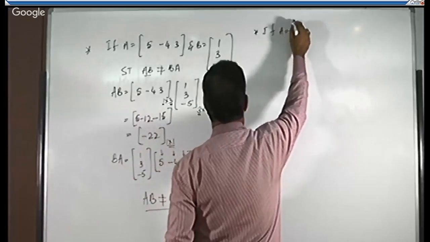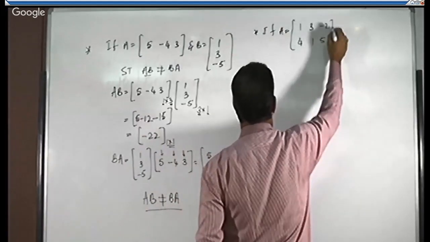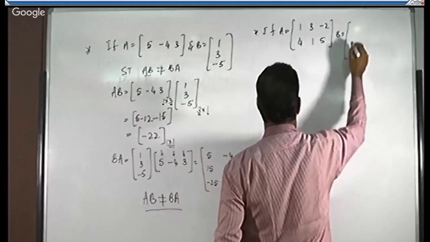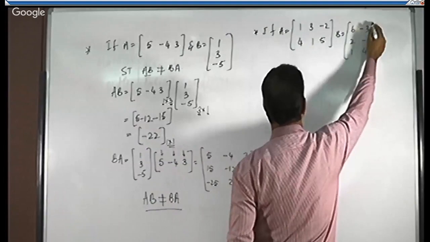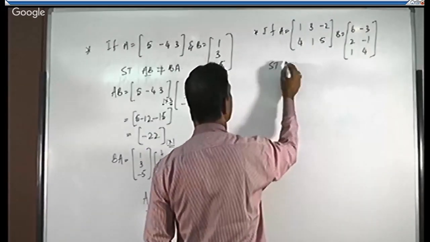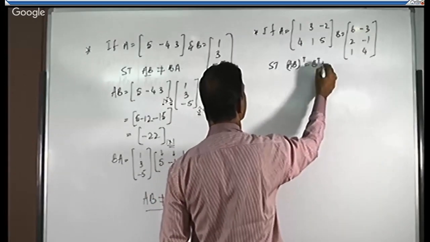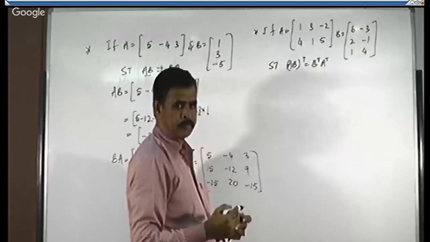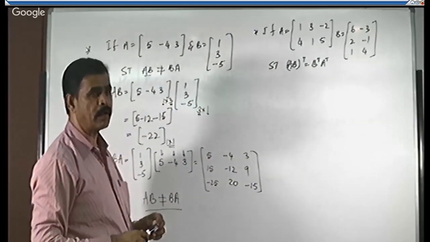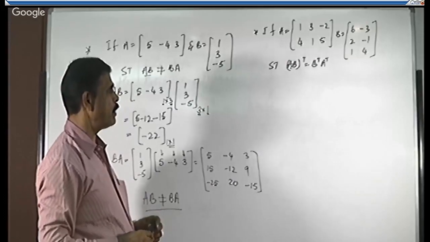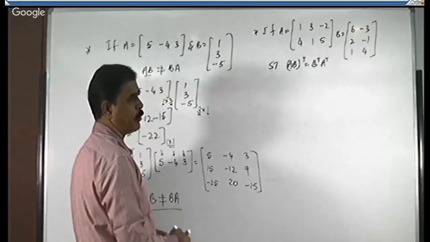If A is equal to 1, 3, minus 2, 4, 1, 5, and B is equal to 6, minus 3, 2, minus 1, 1, 4. Show that AB whole transpose is equal to B transpose into A transpose. The question is what? They have given two different matrices. With that, we need to show that AB whole transpose is equal to B transpose into A transpose.